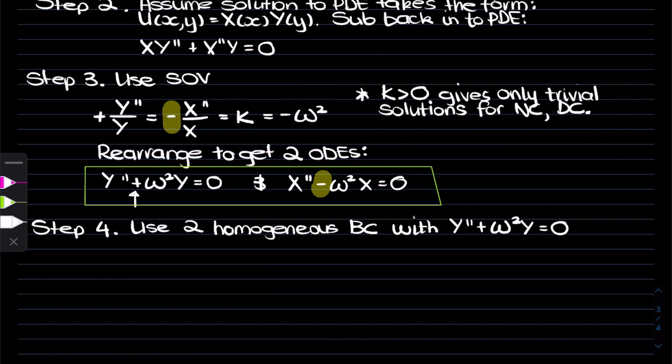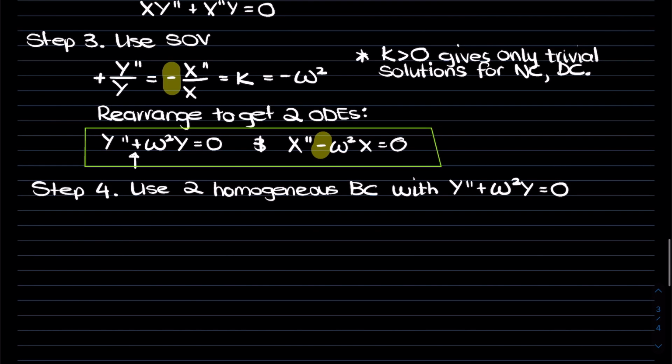So we're actually going to have 2 possible signs for lambda. We're going to have the case where lambda is greater than 0. We're going to have the case where lambda equals 0. And lambda can't be less than 0 because k is equal to negative lambda squared.